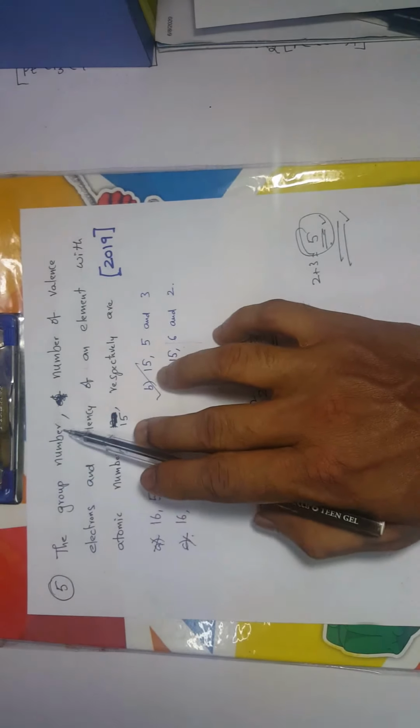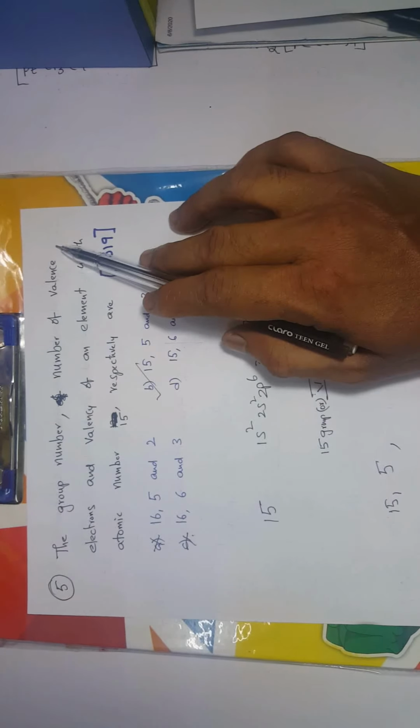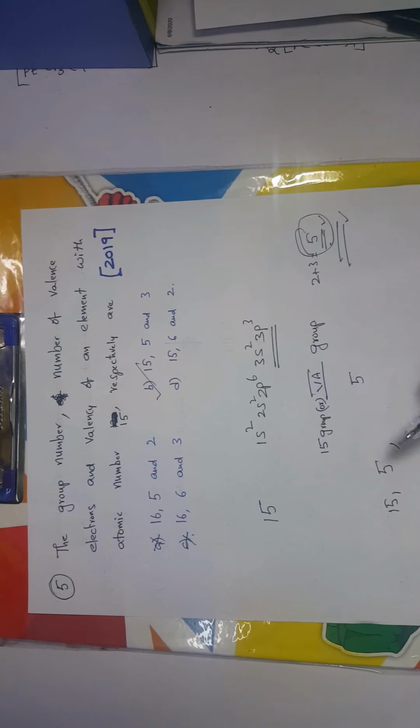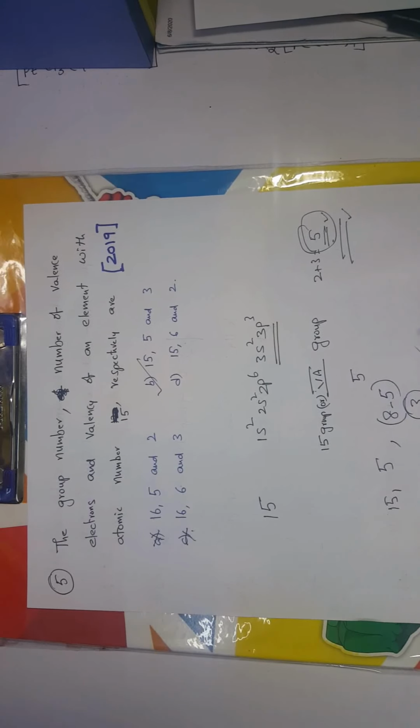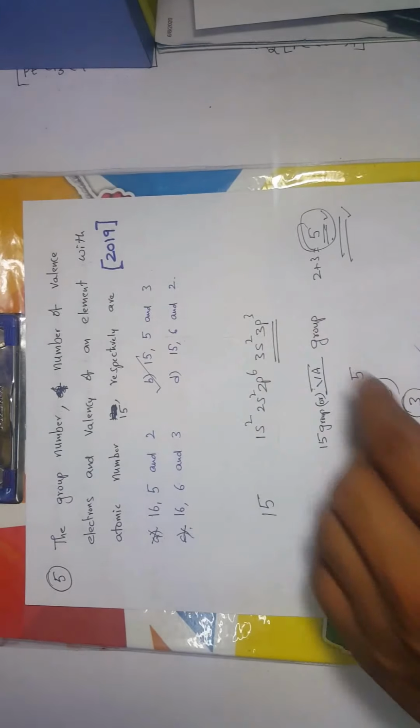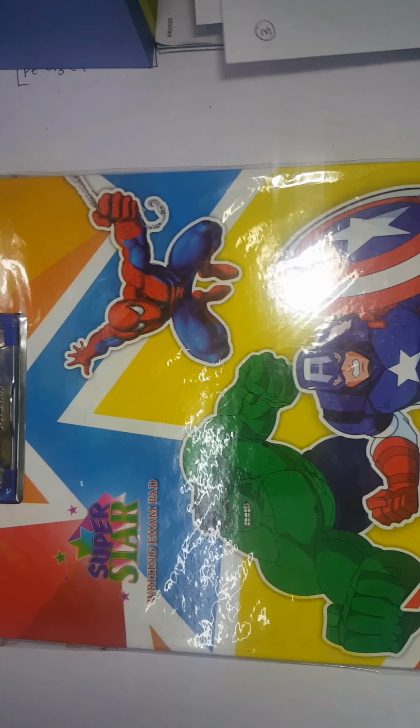So the first one is group number, the second one is number of valence electrons, and the third one is valency of an element. Valency is nothing but 8 minus its group number, 8 minus 5. So that is 3. Okay, so the total is 15, 5 and 3. So this is also given in the 2019 question.